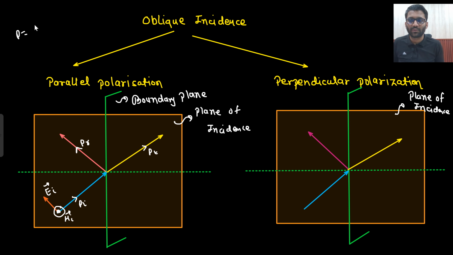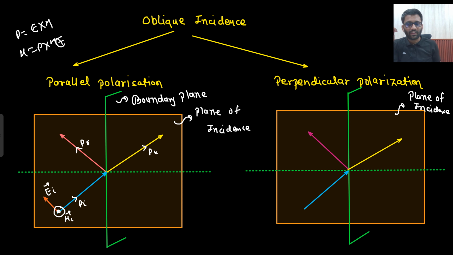Because I know that P is equal to E cross H. So E cross H should give me P, so my thumb should be directing towards P. This is my P, this is my E, so H should be coming towards you. You should be comfortable, because we have seen in the last lecture, E cross H should be P. Or you can determine that H is equal to P cross E. So P cross E is coming towards you only.